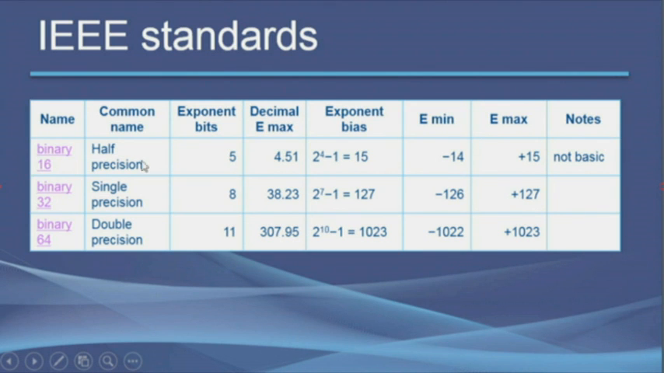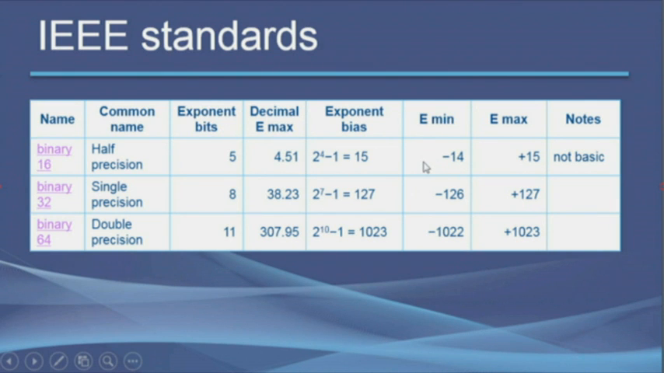So, you can see in binary 16, you will get 5 bits for the exponent. This is the IEEE standard. In binary 32, you will get 8 bits for the exponent. In binary 16, the exponent bias is 15, or in other words, the excess K is 15. And in binary 32, the excess K is 127. At the same time, you can see the E min and E max. So this shows you how much range you can cover using this technique.